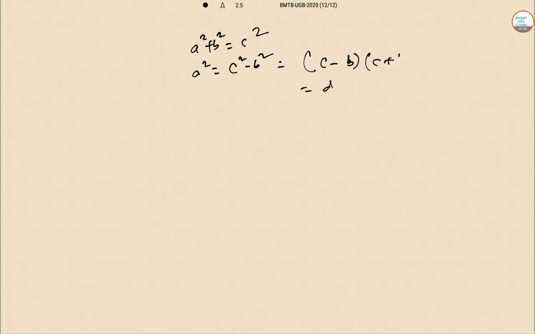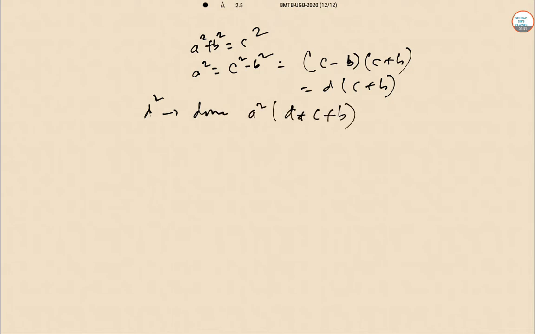Pythagoras said a square plus b square equal to c square, long time back. So a square equal to c square minus b square, which is (c plus b)(c minus b). Here c minus b will be d, so d divides c plus b. Now d square divides a square, which is d into (c plus b), so the divisibility pattern can be written in this way.